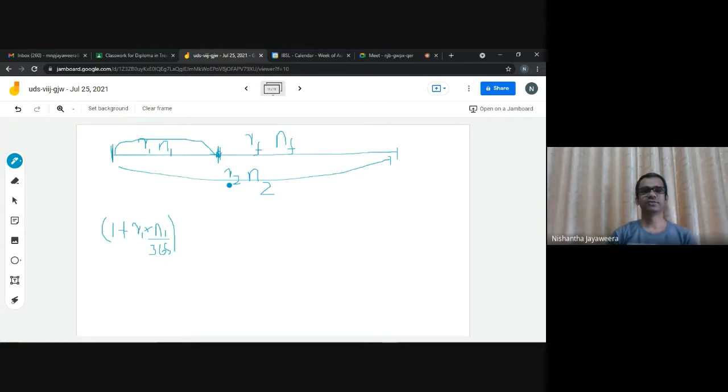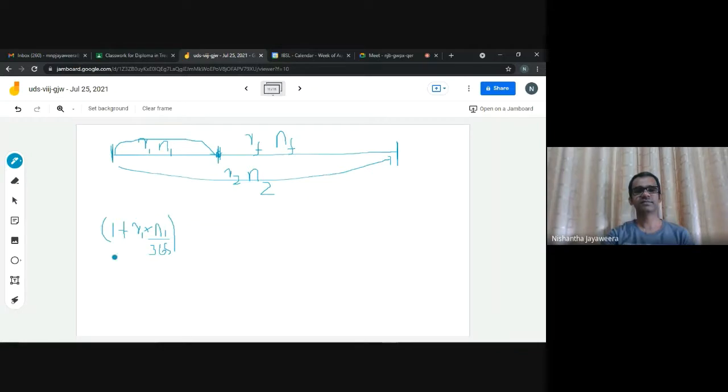Now you invest this total amount for another period NF at the rate of RF. Then what do you get here? Now this is the principal amount that you invest. What do you get at the end?